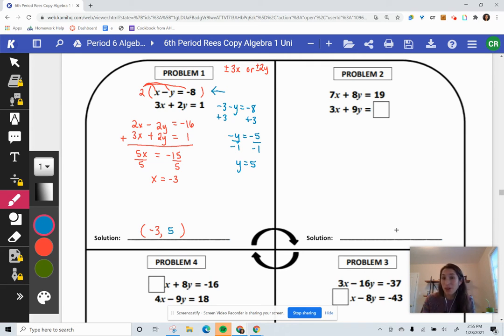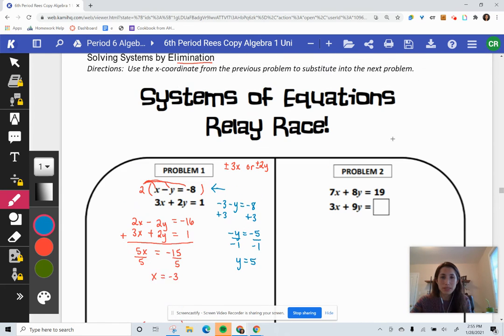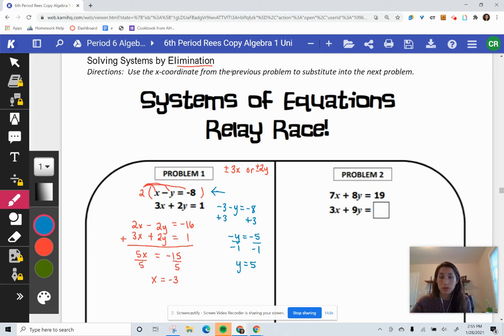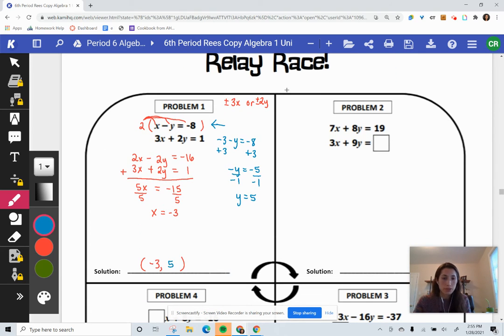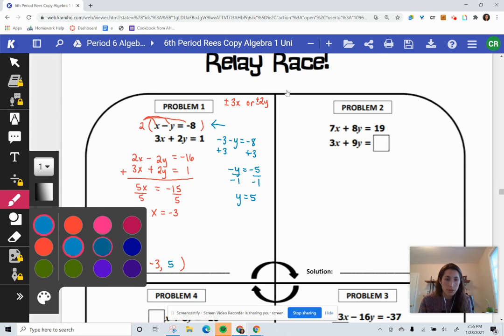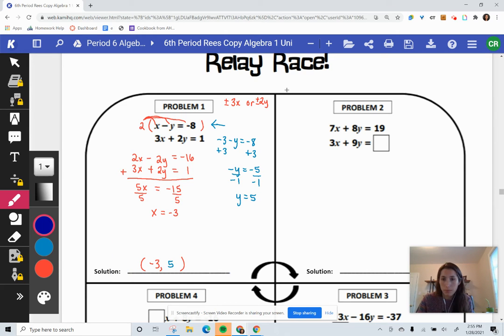Now, you can't even solve this next problem until you know the answer to the previous problem. It says, use the x coordinate from the previous problem to substitute into the next one. The x coordinate we got was -3, so I'm going to put -3 here. Now, looking at these two equations, if we add them together, that's going to be 10x and 17y.